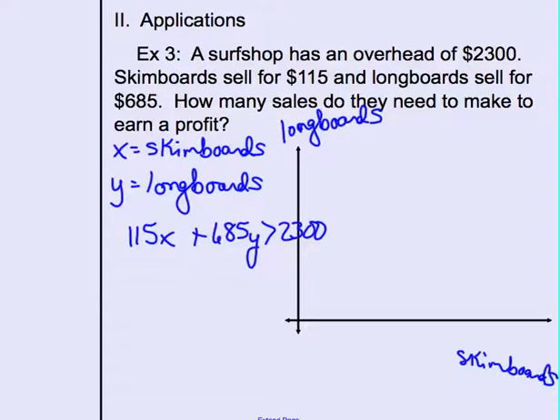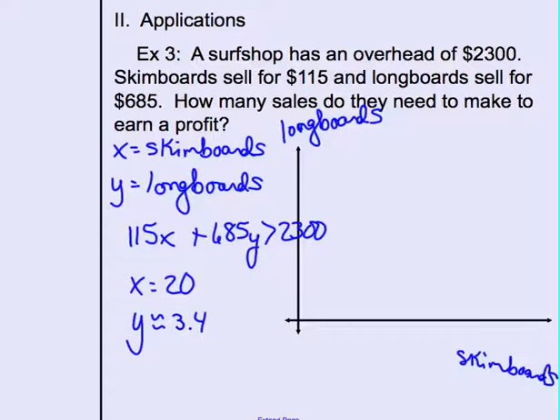So my x-intercept, or the number of skimboards they would need to sell, I'm going to divide the 2,300 by 115. So that would be 20. And the longboards would be 2,300 divided by 685, which in this case gives me, and I'm going to round to one decimal place because on a graph it doesn't make sense to keep much more than that. They'd have to sell about 3.4 longboards to earn a profit.